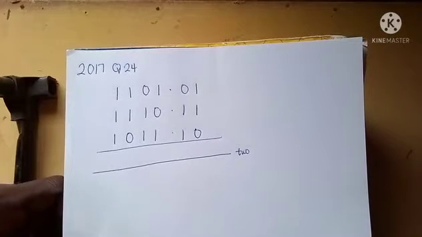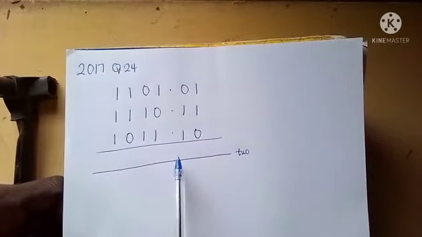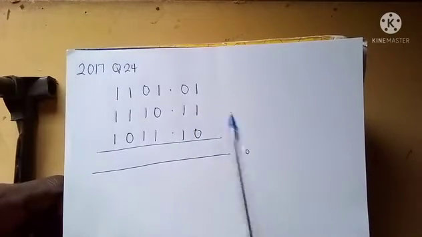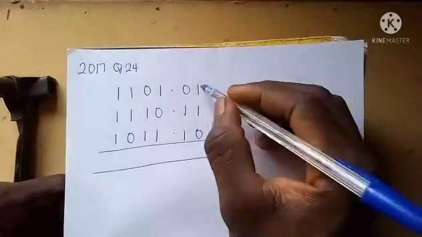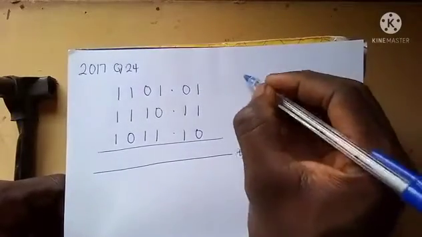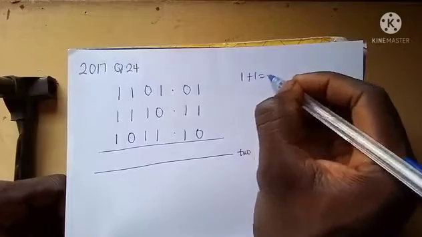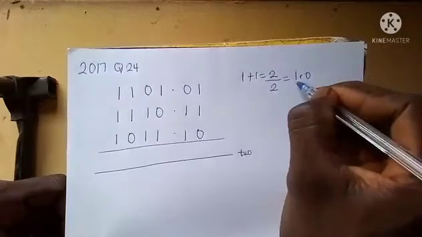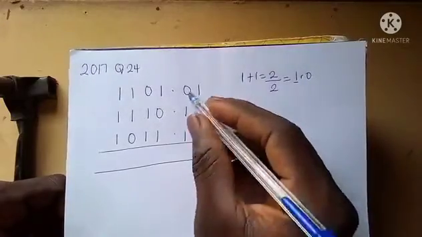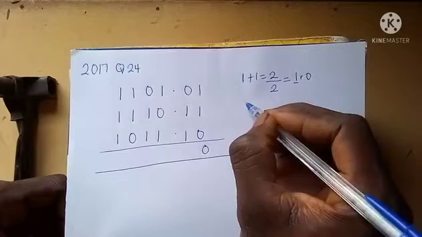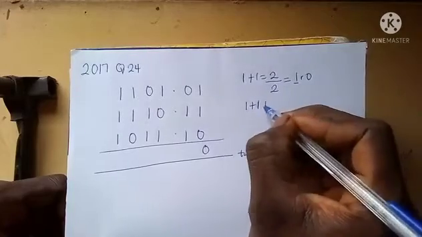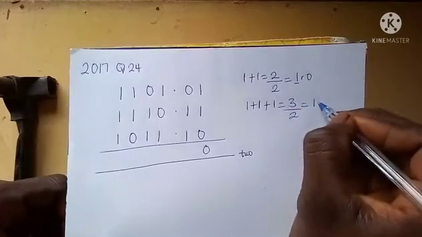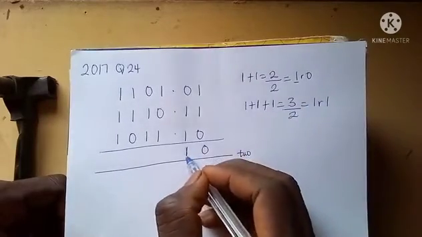Now this is another question, just the decimal that is maybe unfamiliar. So it's very simple. You are going to add them the same way you have been adding. Let's deal with the first two. 1 plus 1 is equal to 2. So we are dealing with base 2. 2 divided by 2 is equal to 1 remainder of 0. So you are going to write your remainder. Now we have 1 plus 1, then plus the one you kept, that's 3. 3 divided by 2 is equal to 1 remainder of 1. You are going to write your remainder.